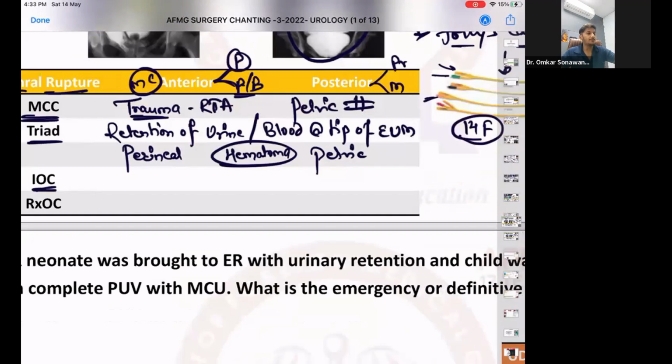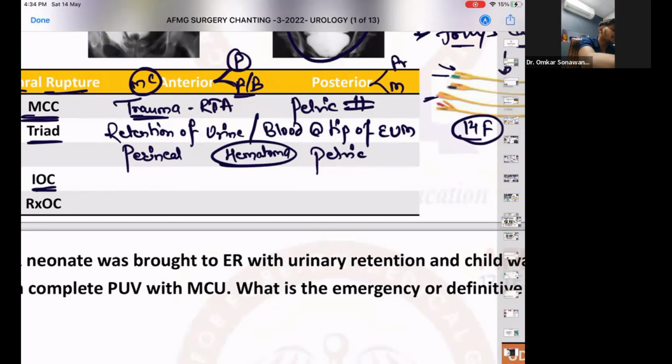Investigation of choice, quickly. What is the investigation of choice, all of you? The investigation of choice would be for the urethra. MCU is usually done for the bladder. Very good. It is RGU.